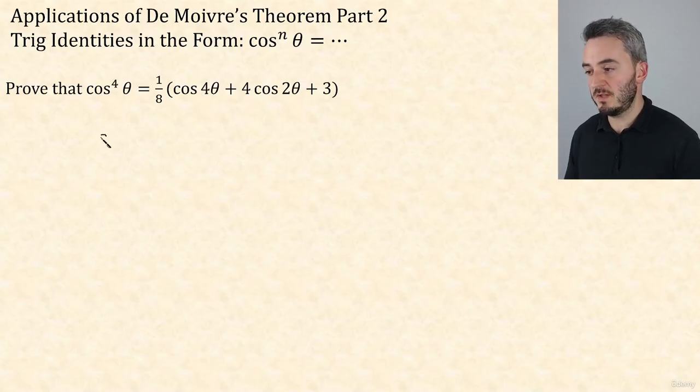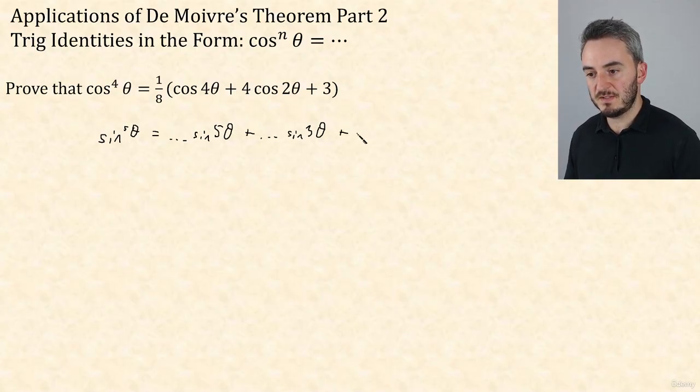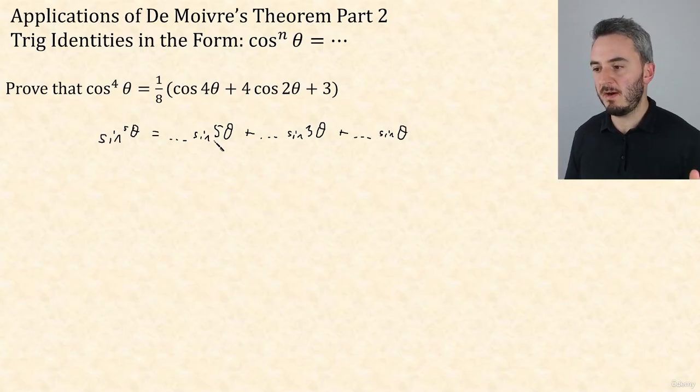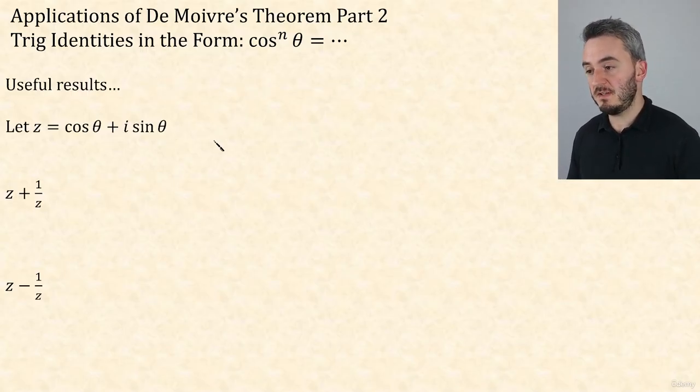We're also going to try to express sine to the 5 theta in terms of some amount of sine 5 theta and some amount of sine 3 theta and some amount of sine theta. Just to contrast that with the previous application, that was where we were going the other way around. We were trying to express, for example, sine 5 theta in powers of sine theta. Now we're working the other way around. So here's how we're going to do this.